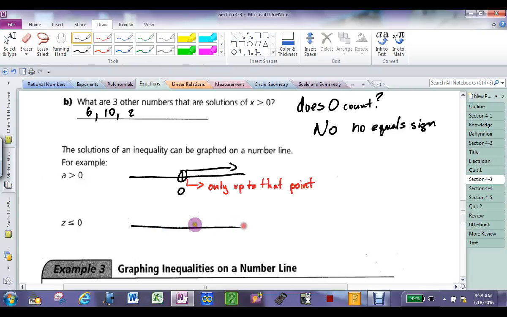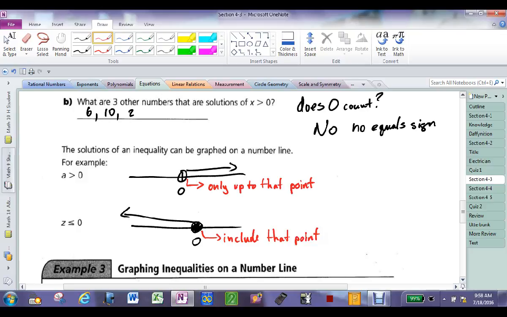Now draw another one, 0. Now I need less than 0. But it's equal, so what do you do? Color it in. And this means you include that point. Now, I want you guys to tell me, what do you see that is similar between these two expressions?